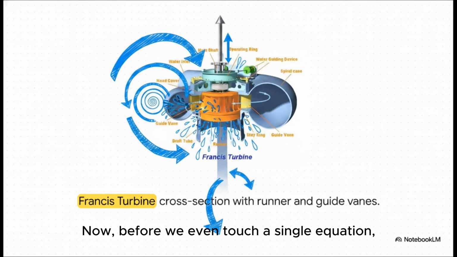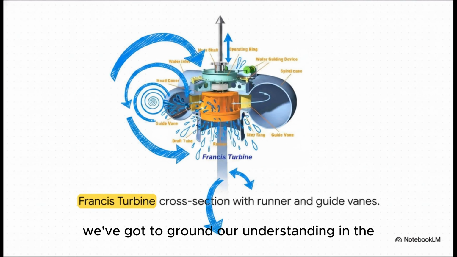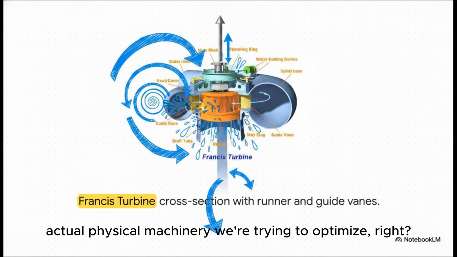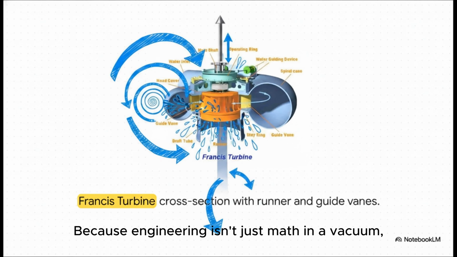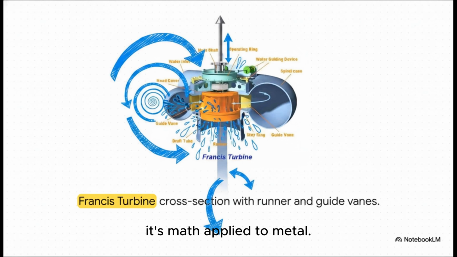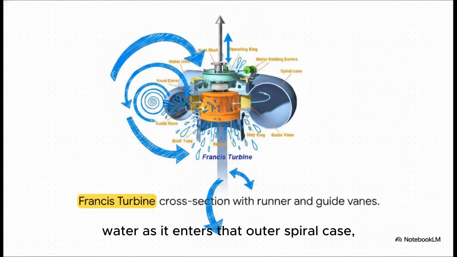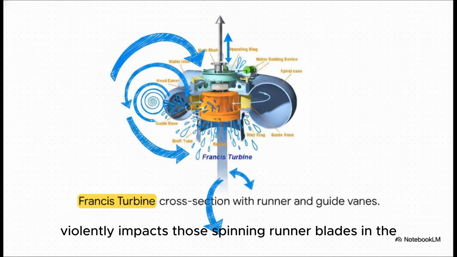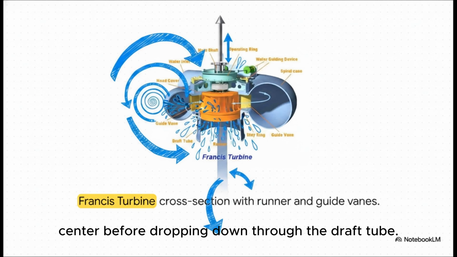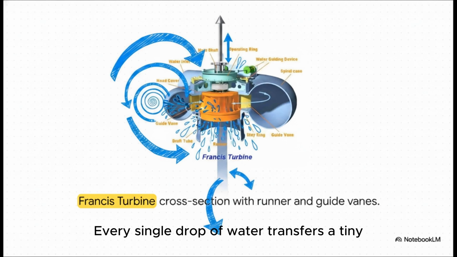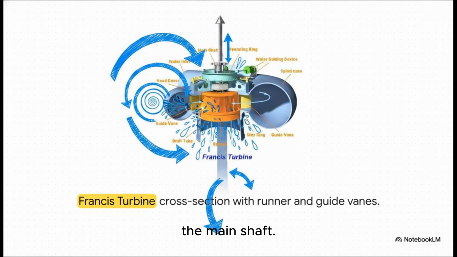Now, before we even touch a single equation, we've got to ground our understanding in the actual physical machinery we're trying to optimize, right? Because engineering isn't just math in a vacuum, it's math applied to metal. Just take a look at this gorgeous cross-section of a Francis turbine. The massive challenge here is capturing energy from water as it enters that outer spiral case, gets directed by the guide vanes, and then violently impacts those spinning runner blades in the center before dropping down through the draft tube. Every single drop of water transfers a tiny bit of momentum to that runner, which spins the main shaft.